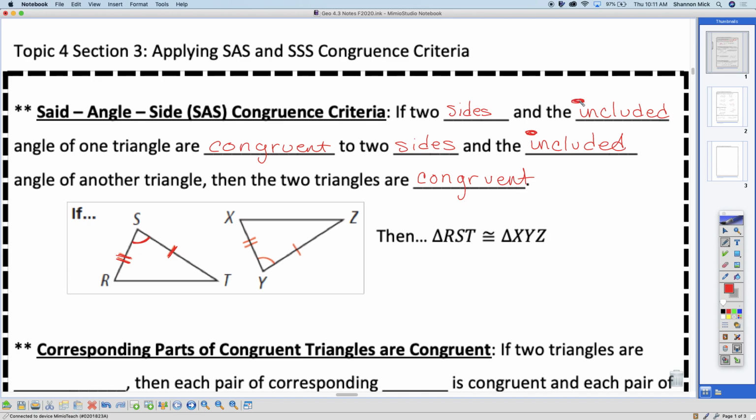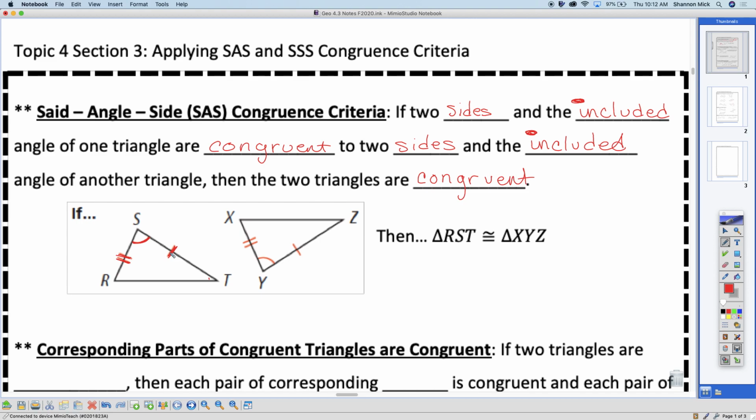Better? Yes. Okay. So included. What does included mean? If I'm included in something, I'm in the middle of it, right? Yeah. So is T included in my two sides? No, because my two sides don't make T. It's not in between them. It's not in the mix.